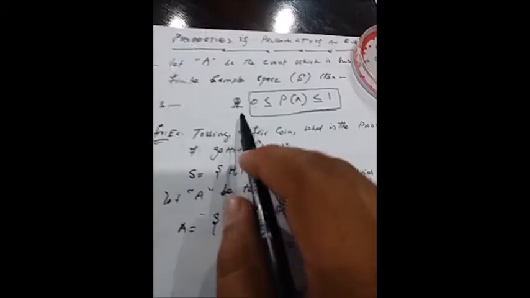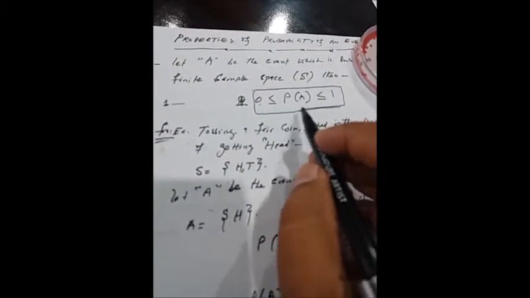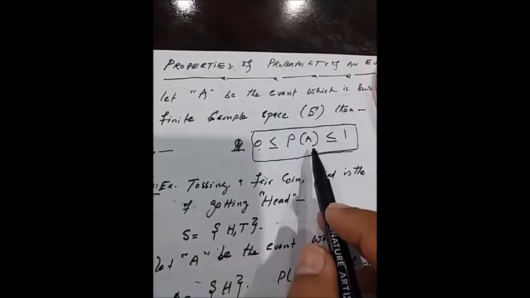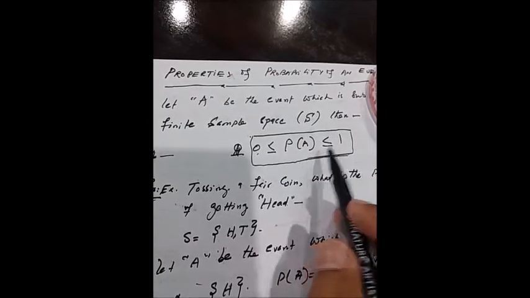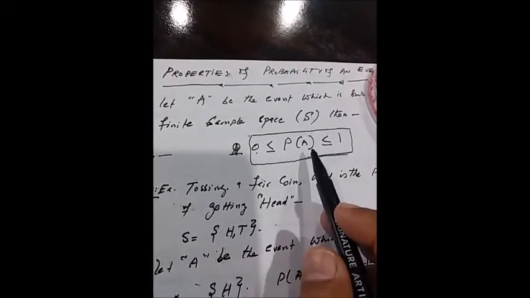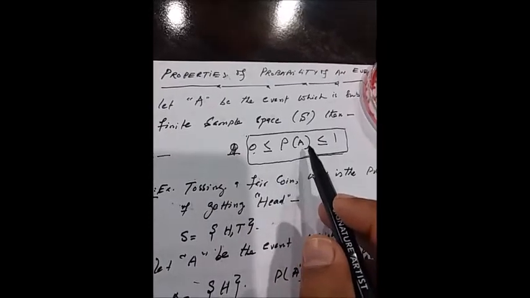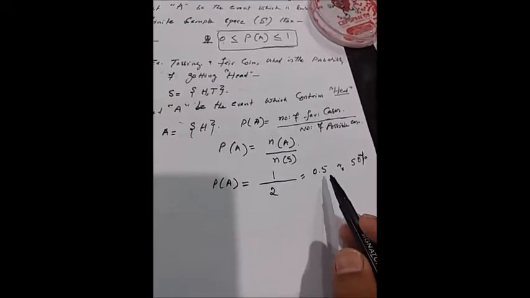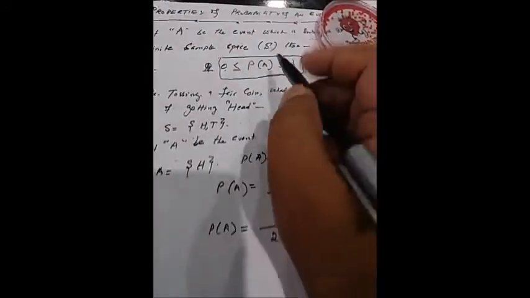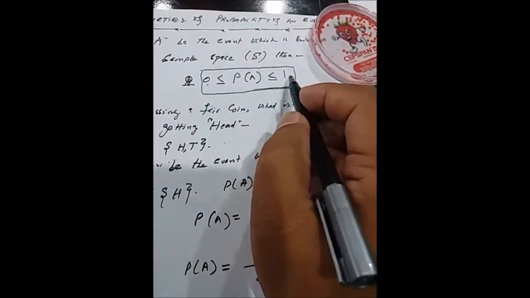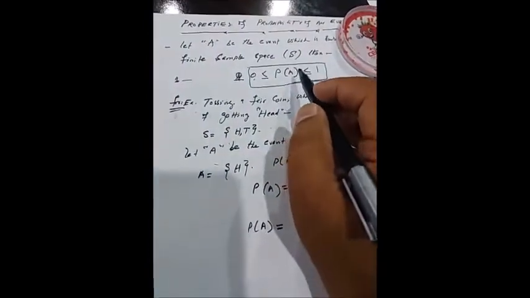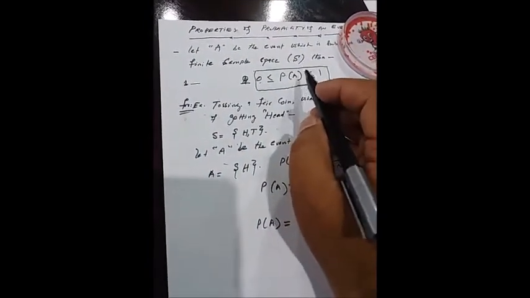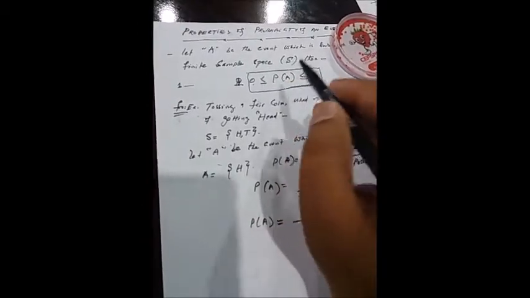So to meet the first property of the probability of an event: 0 is less than or equal to the probability of A, which is less than or equal to 1. It means the probability of event A lies between 0 and 1. So what we obtained is 0.5. 0.5 means 50%. 50% is less than 100%, which is 1. So the probability lies between 0 and 1, and it meets the first property of the probability of an event A.